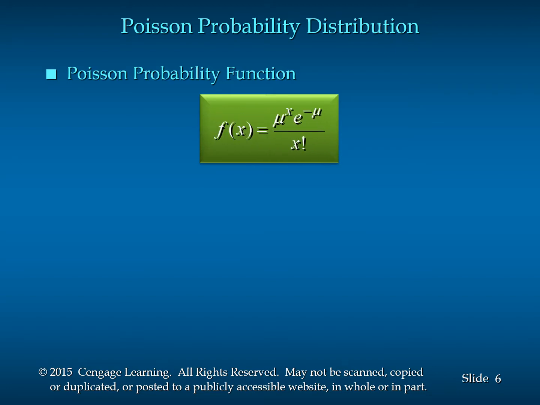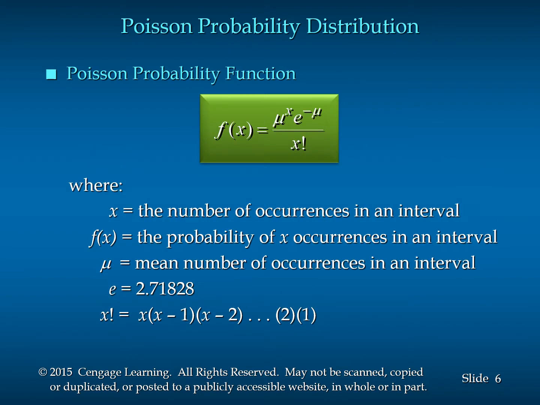As with the binomial, the Poisson distribution can be represented mathematically. Note that there are only two required variables: mu, the mean number of occurrences in an interval based on experience, and the question of interest, x, for a different number of occurrences in that interval. Also included in this formula is the constant e.